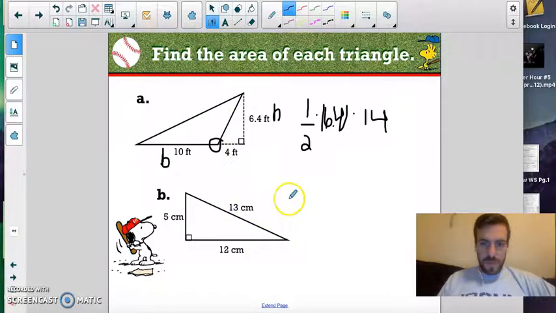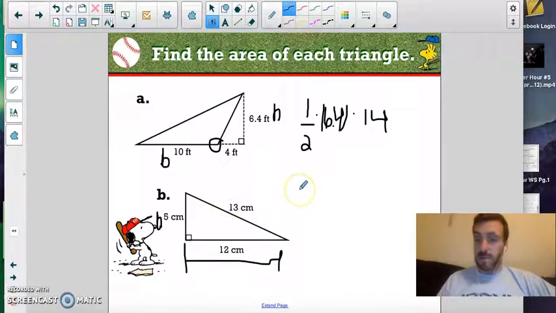Going on to B. Again, here is my height. Or is it? It is actually not. Most people think that's a height because it's the vertical line. This is actually my base. Your height is going to be right here. This will be my height. It's 12 centimeters. It really doesn't matter because you're doing multiplication, so if you did mess that up, it wouldn't be that big of a deal.